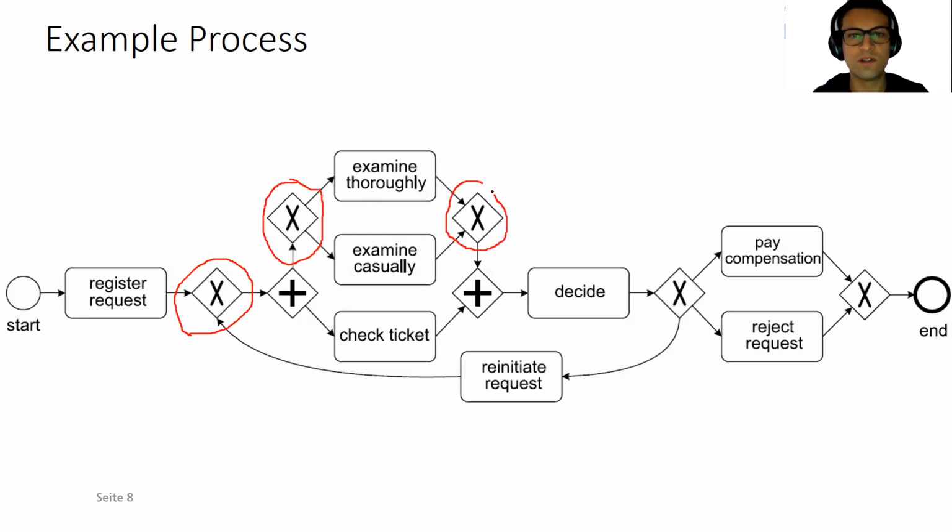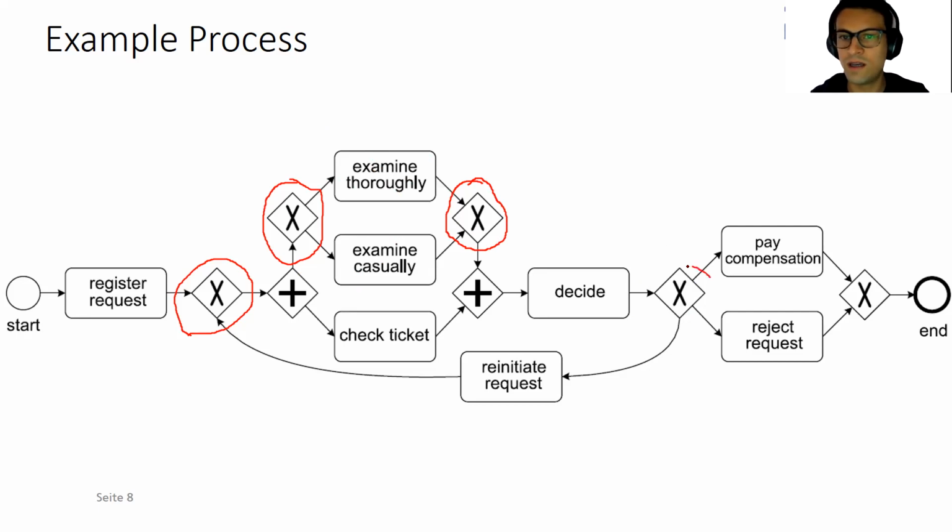So basically, what do we see here? When we go to the examination, we can either do a thorough or a casual exam, but we cannot do both at the same time. Again, because before we get there, if we just follow the arc, we have this diamond with a cross inside, meaning you do either of these things, but not both.